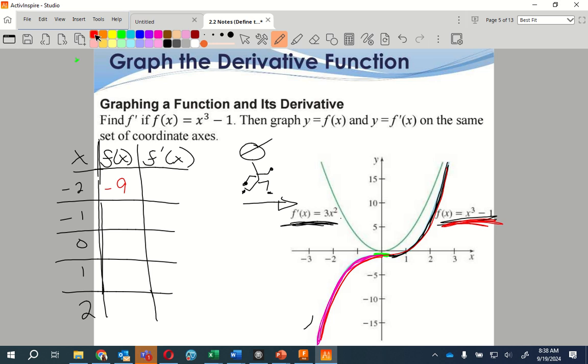Do it again. -1 to the third is going to be -1, minus 1 is -2. 0 to the third is 0, minus 1, -1. 1 to the third power is 1, minus 1, 0. 2 to the third power is 8, minus 1, 7. So these are all my coordinates here.